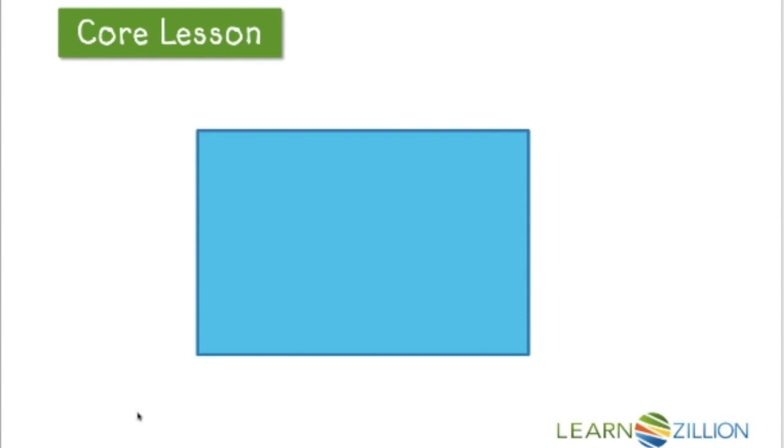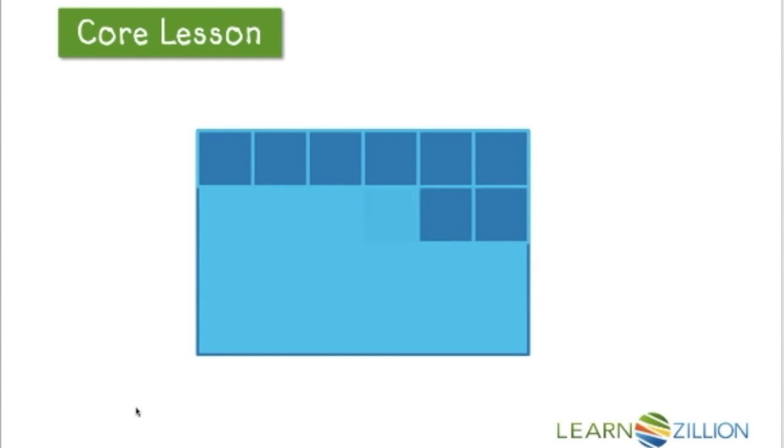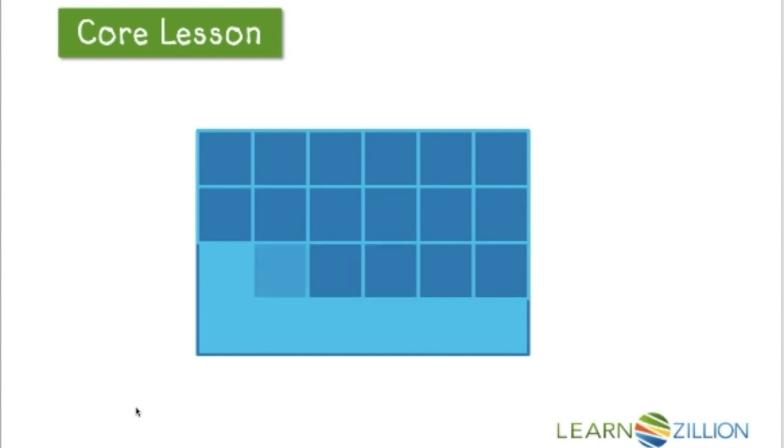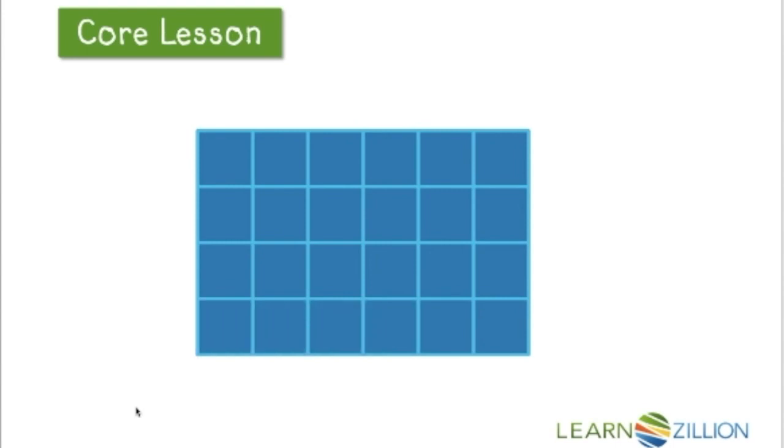We know that we can tile a rectangle and count up the tiles to find the area of that shape like this. 1, 2, 3, 4, 5, 6, 7, 8, 9, 10, 11, 12, 13, 14, 15, 16, 17, 18, 19, 20, 21, 22, 23, 24. So the area of this shape is 24 square units because there are 24 square tiles in the shape.